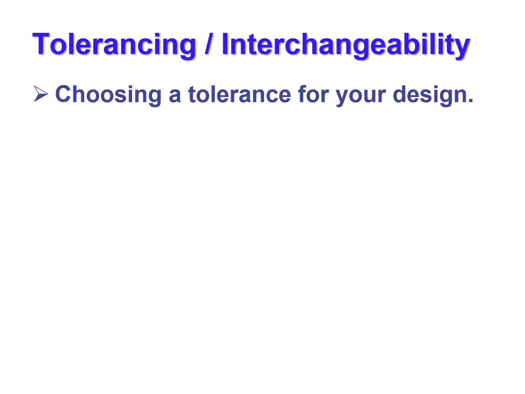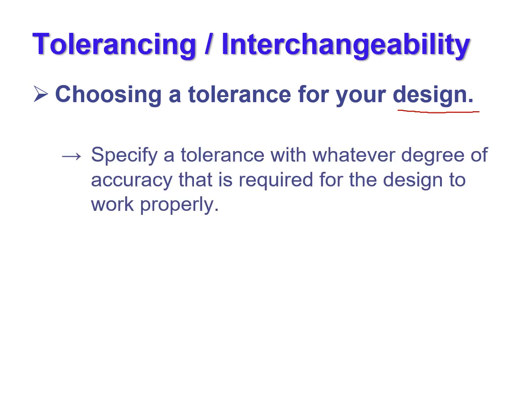So choosing a tolerance for your design, whenever you are designing something. How will you choose your tolerances? Whenever you specify a tolerance with a degree of accuracy that is required for a design to work properly, you are no longer working with a single dimension, but with multiple dimensions. This range of dimensions allows you a certain amount of error. So define these ranges so that they give the accuracy required for the design to work properly.